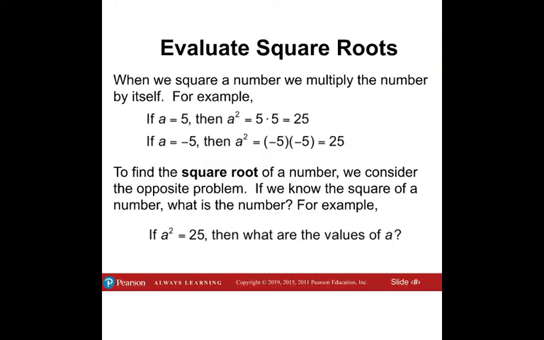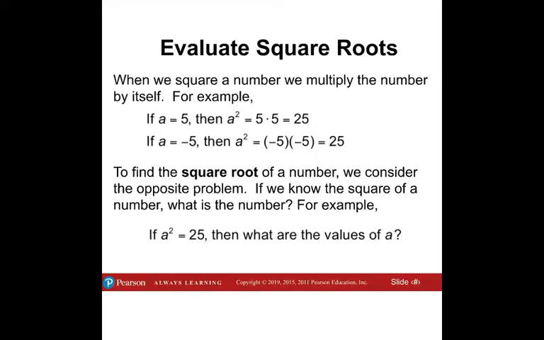So let's take a look at evaluating square roots. When we square a number, we multiply the number by itself. For instance, if a is 5, then a squared is 5 times 5, which is 25. If a is negative 5, then a squared is negative 5 times negative 5, which is positive 25.